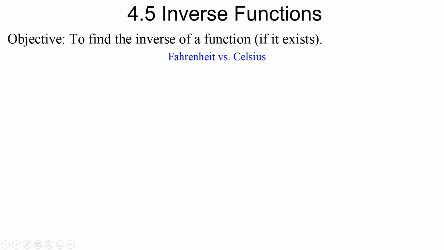So, I'd like to begin this lesson with the formulas for both Fahrenheit temperature and Celsius temperature. Fahrenheit, in terms of Celsius, would be Fahrenheit equals 9/5 Celsius plus 32. And now we have something similar for Celsius in terms of Fahrenheit. And that is, Celsius is 5/9 of the quantity Fahrenheit temperature minus 32.